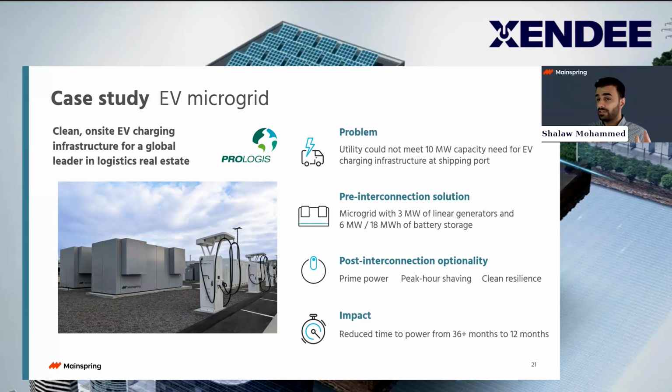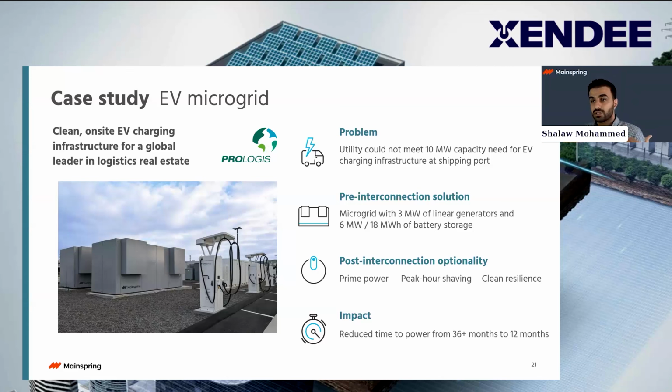They do also have, this is a microgrid, 6 megawatts of battery storage on site. So the linear generators are actually running continuously. They are charging the batteries when the site is not in use, when the EV chargers are not in use, and they support the EV charging station when the system is peaking.